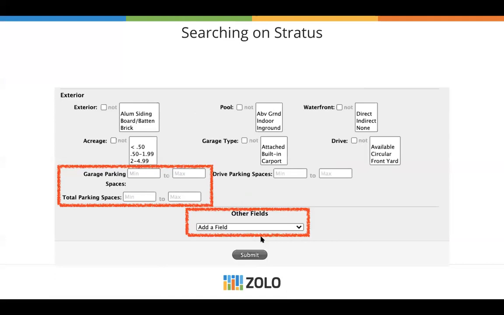Another quite important filter is garage parking spaces. I actually like to use only the total parking spaces because, again, entering data on MLS is not uniform. Some agents don't enter the total parking spaces correctly or the garage parking spaces correctly, and you don't want to miss out on a listing. So I would just put in the total parking spaces, minimum 1 or 2 depending on how many cars my client has.